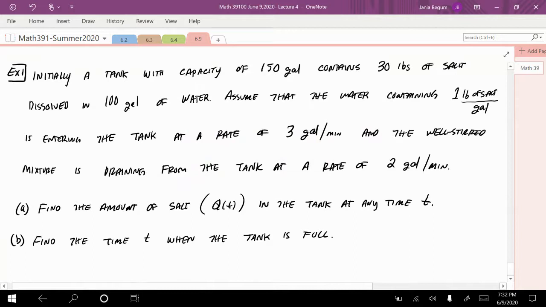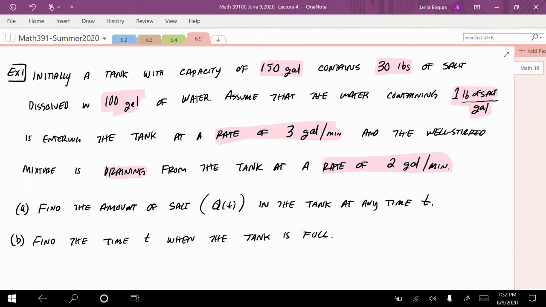So initially, a tank with capacity of 150 gallons has 50 pounds of salt dissolved in 100 gallons of water. Assume that water containing 1 pound of salt per gallon is entering the tank at a rate. This is important, right? And the mixture is draining, so that's important, at a rate of this many gallons per minute. So I kind of highlighted the important components for this problem.